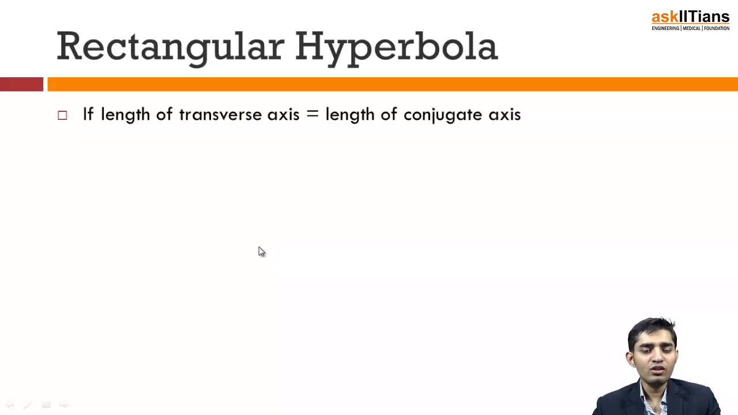Now again a special type of hyperbola, which is rectangular hyperbola, right? So what is rectangular hyperbola? Rectangular hyperbola is nothing but when the length of the transverse axis is equal to the length of the conjugate axis. So basically 2a equal to 2b. So 2 will get cancelled, that is a equal to b, right? So if a is equal to b, we will say this is rectangular. So it is just a special case of hyperbola where a is equal to b.